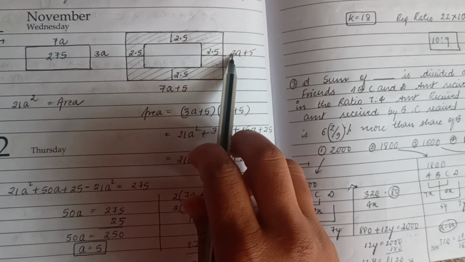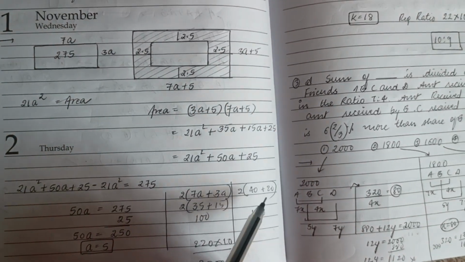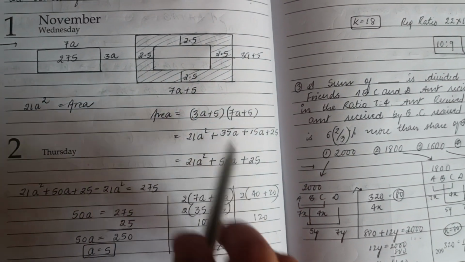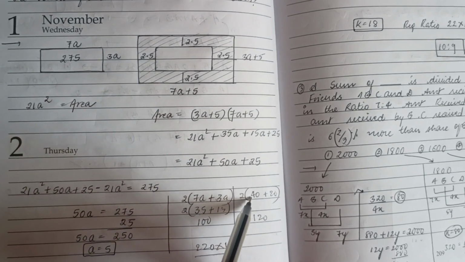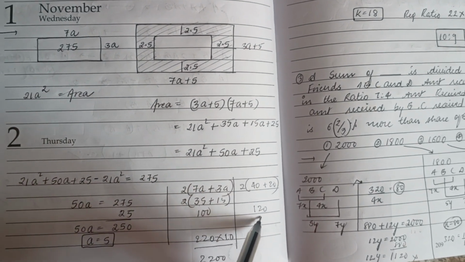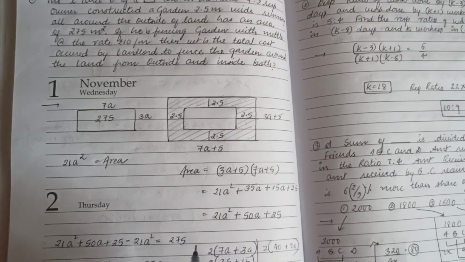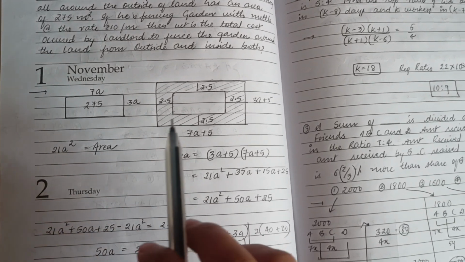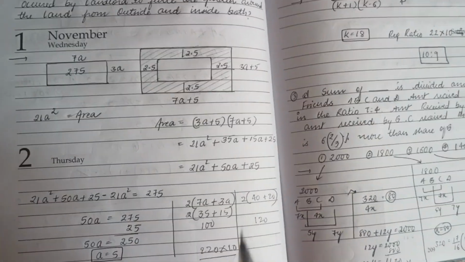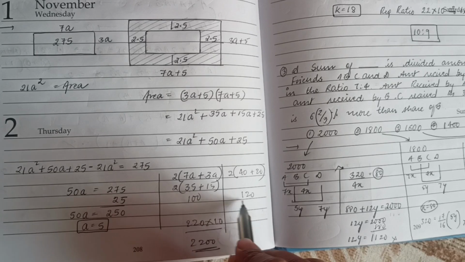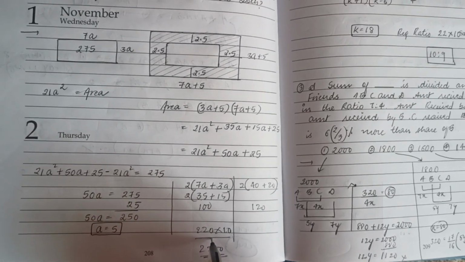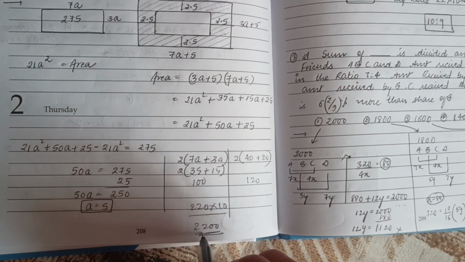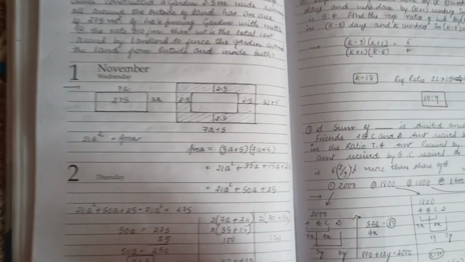Here this is 5 3s are 15 plus 5 will be 20, and 7 5s are 35 plus 5 will be 40. So then we will get 120, and we have to calculate the cost of outside and inside fencing. So that's why I have added here 100 plus 120 will be 220, and the cost per meter is 10. So after multiplying this I will get 2200. So this is the answer.